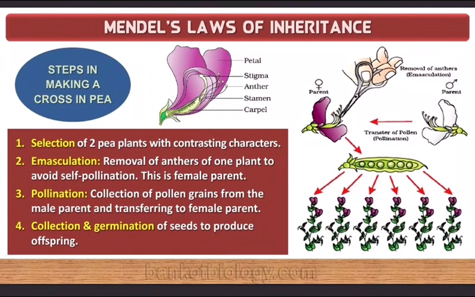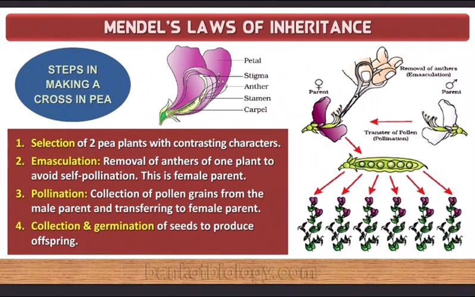What are the steps in making a cross in pea? So what he has done is he has selected garden pea, and there are reasons for selecting garden pea, because of quick completion of life cycle, and the number of chromosomes also is 14. Diploid condition is 14. So Mendel could identify contrasting characters in the garden pea. The number of contrasting characters present in garden pea attracted Mendel to perform experiments on it.